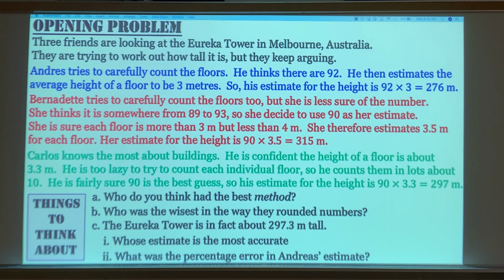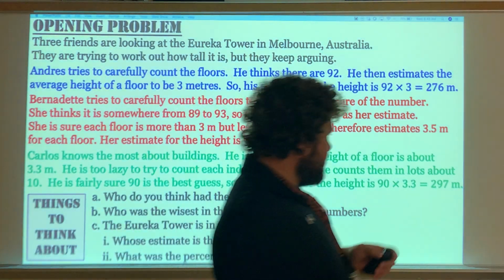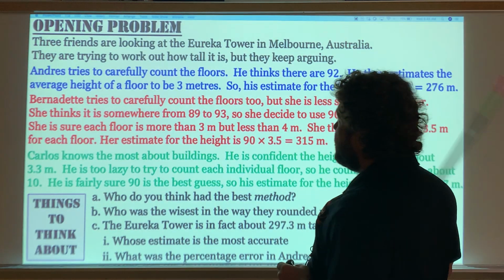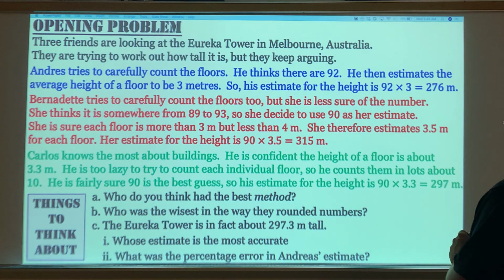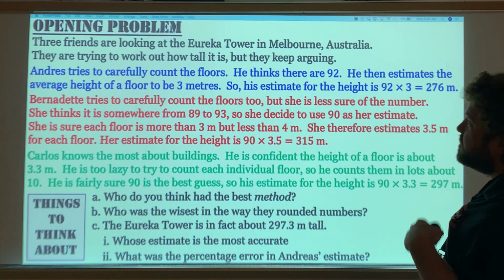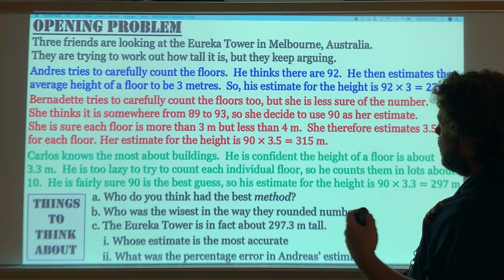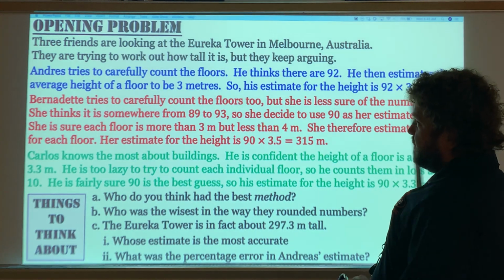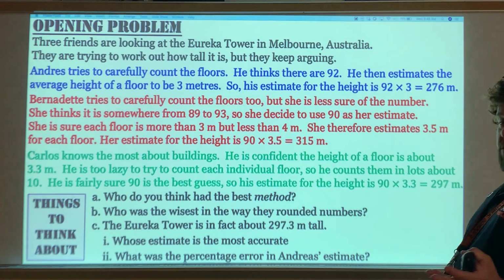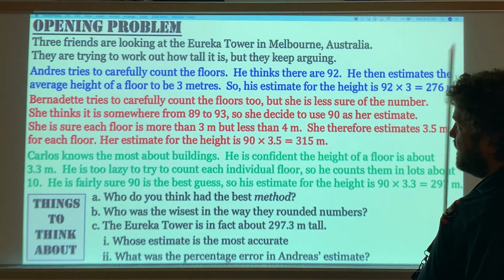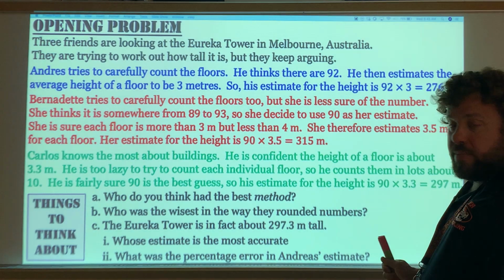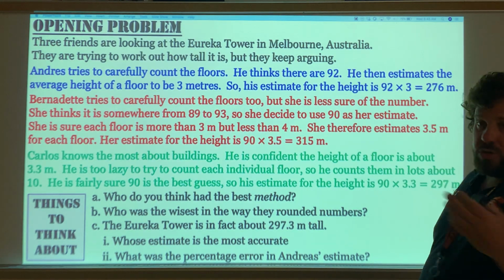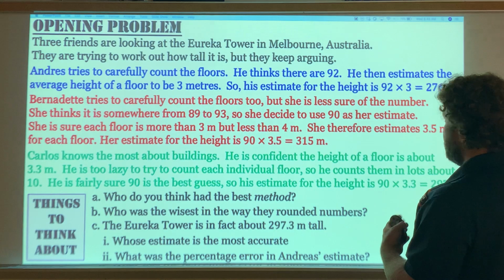Now there's an opening problem right here. I'm going to stand over here so you guys can see it. And what we'll do is we'll probably just discuss this in class as well. These three friends are looking at the Eureka Tower in Melbourne, Australia. They're trying to work out how tall that tower is, but they keep on arguing. Andres tries to carefully count the floors. He thinks there's 92. He estimates the average height of each floor to be about 3 meters. He estimates the height is 92 times 3, which is 276 meters.